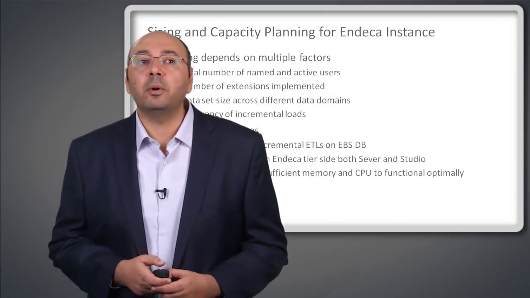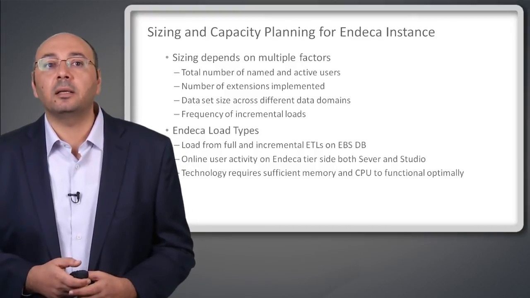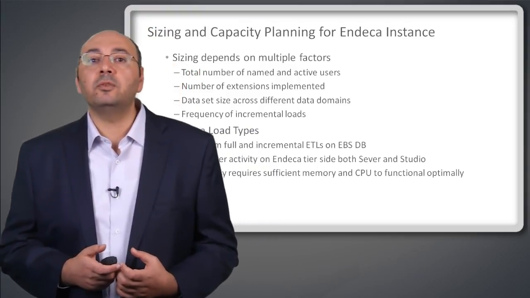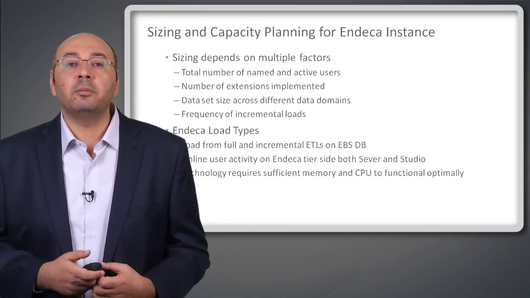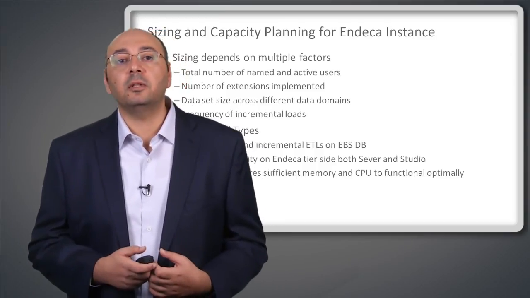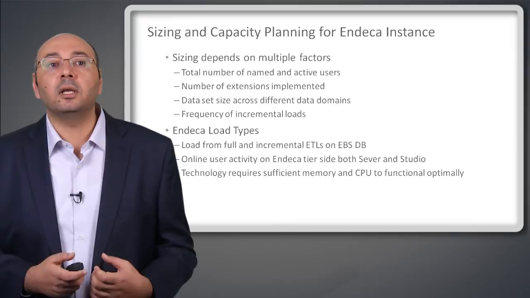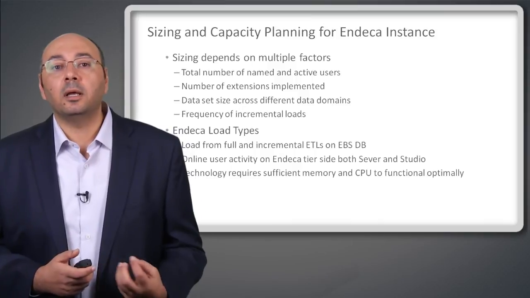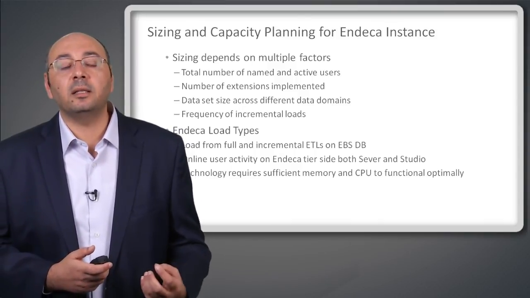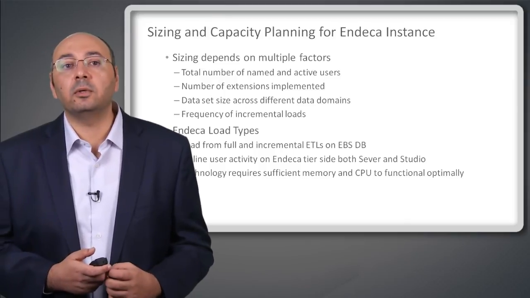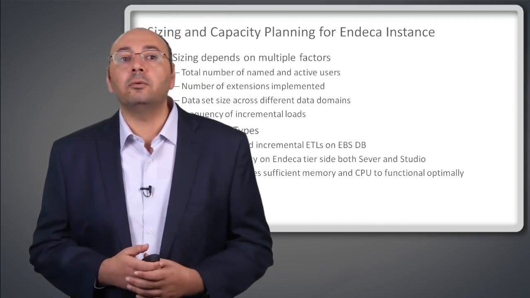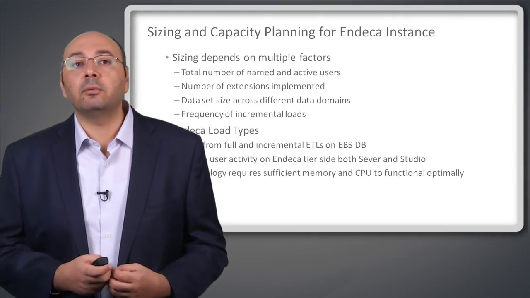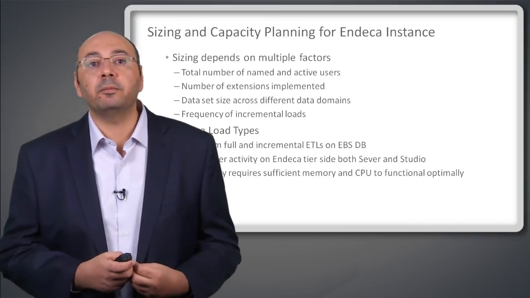Okay, so how about sizing and capacity planning? It depends on the number of named users versus active users, the number of extensions you have implemented, how many extensions you would like to implement on your system, and also the size of the data for different data domains. Data domains, as I mentioned, are where we store the data when we tap into the EBS database and get the data. Also, it depends on how frequently you would like to have these incremental loads. For all of that, we already have a sheet where we put this information.